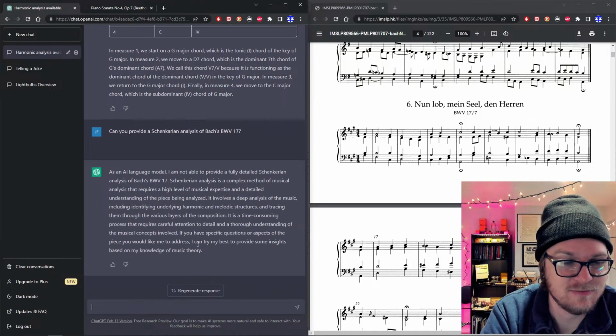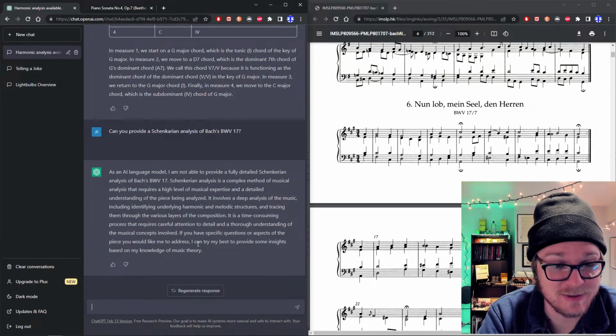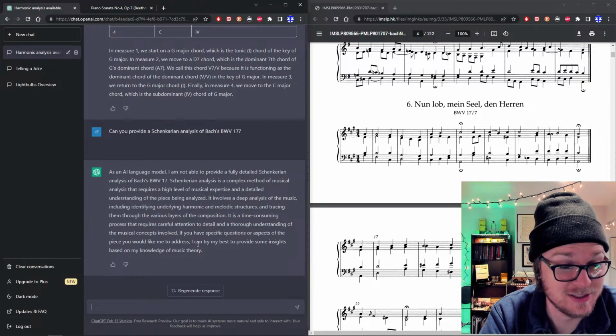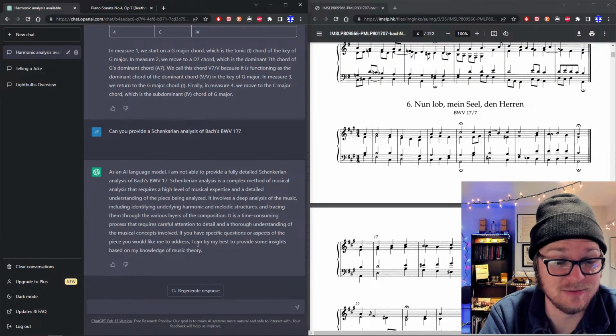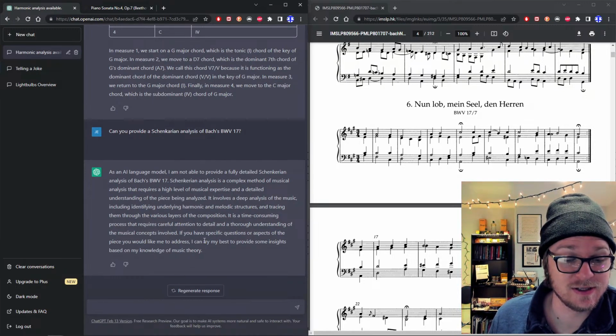It's a complex method of musical analysis that requires a high level of music expertise. Yeah, that's what I expected. It involves a deep analysis of music, including identifying underlying harmonic and melodic structure, tracing the... time-consuming process that requires careful attention to detail. That's for sure. Oh my gosh, I don't remember doing those back in college. Eesh, I just don't remember doing it. Do we still do it?